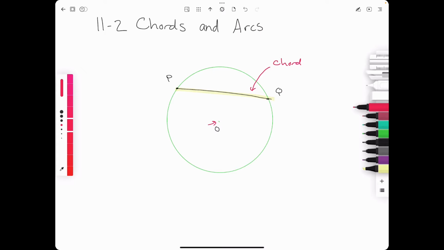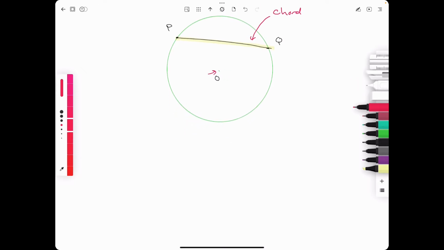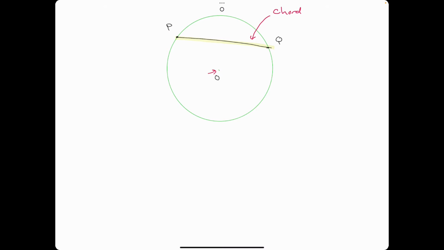There are 3 parts to the first theorem. I'm going to scooch up and try to squeeze it all in here. Within a circle, or in congruent circles, there are 3 things. 1, congruent central angles have congruent chords.